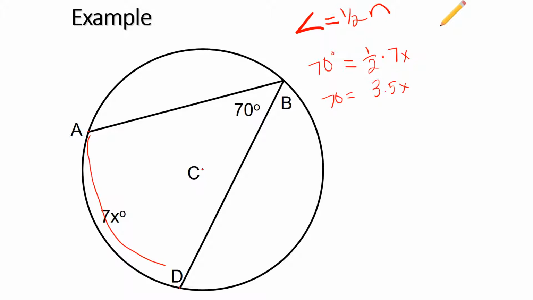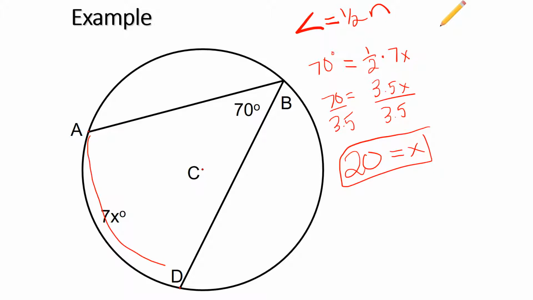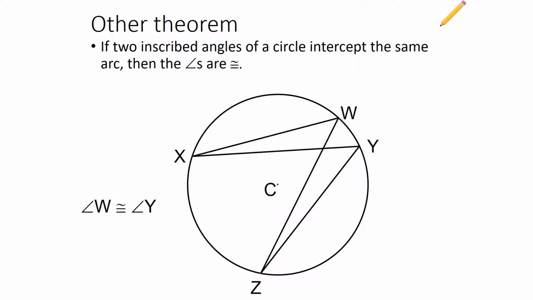So we're taking 70 equal to 3.5x, divide both sides by 3.5. 70 divided by 3.5 is 20. So therefore we get x is equal to 20. So this is a good example of what it would look like if we were to use algebra and this theorem together.